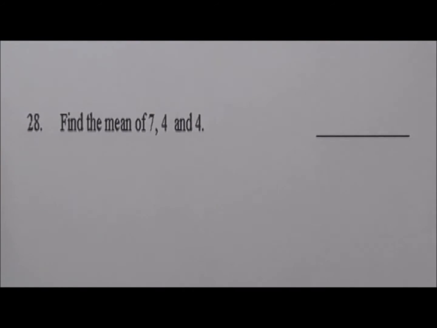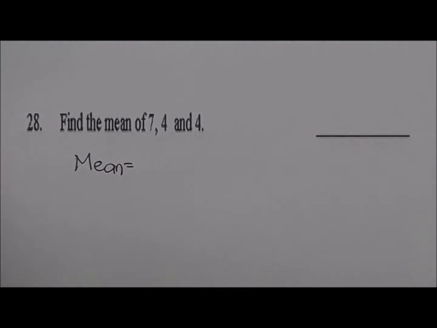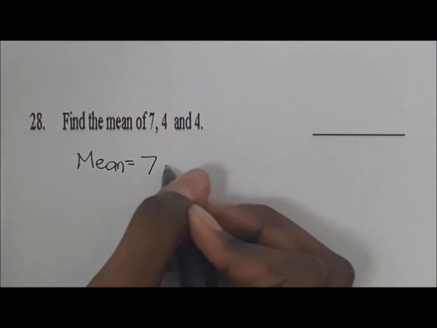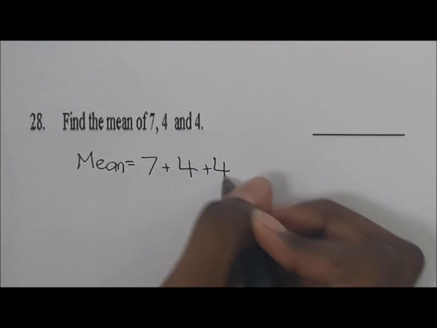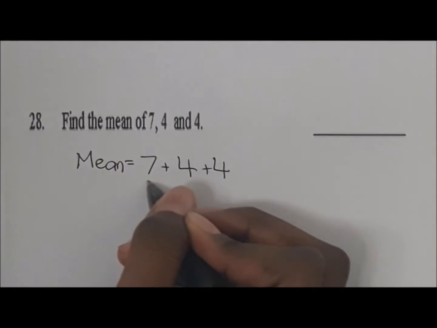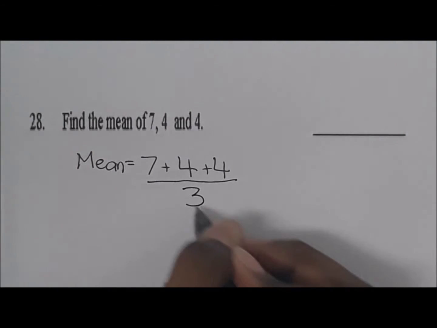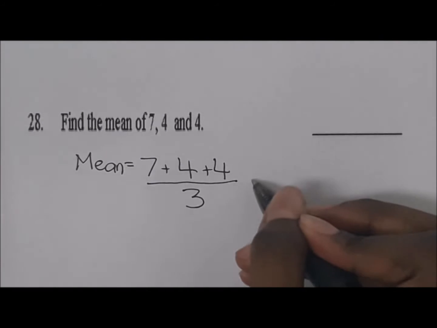Okay, Rafaela, let's work it. Right, mean is equal to? Show us what you're adding. 7 plus 4 plus 4, all over 3. Put a line straight across. Why did you divide by 3? Because there are 3 numbers. You have 3 numbers. Okay, put equal to the back and let's work it.